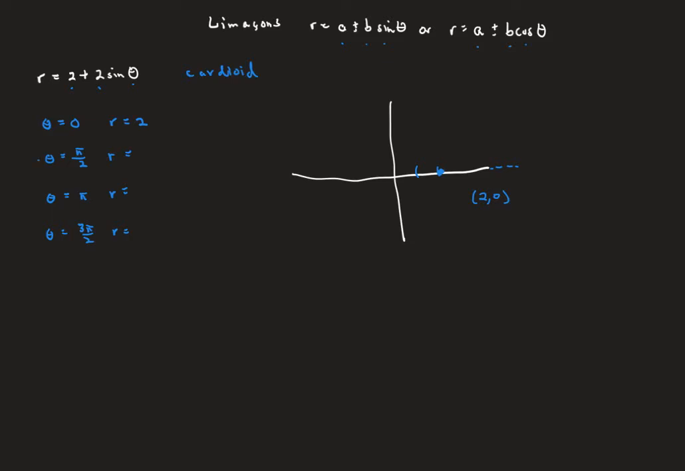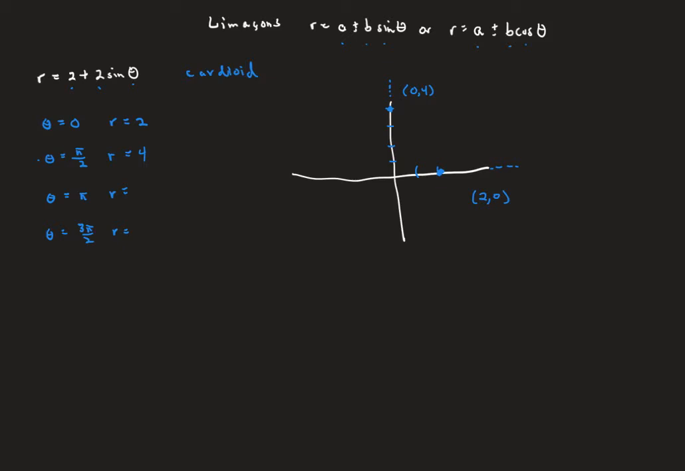Sine of pi over 2 is 1. 2 times 1 is 2, plus the other 2 makes r equal to 4. So here is our angle pi over 2. If I come out from the pole a distance of 4, that's going to put me right there. I'm going to label that in xy coordinates as 0, 4. So there's a second point on our curve.